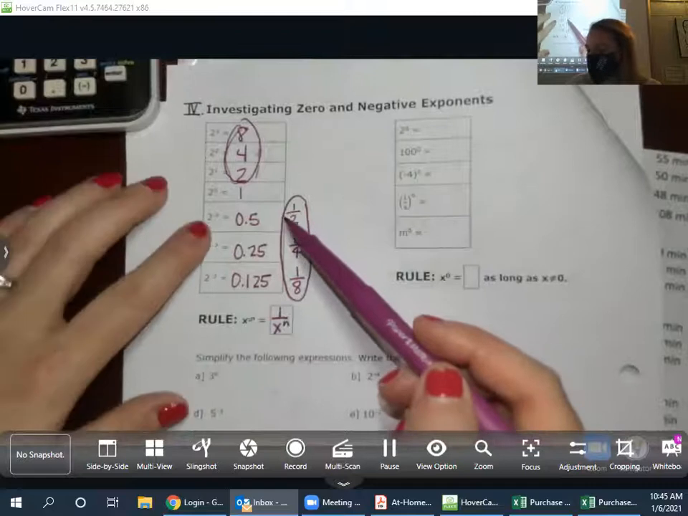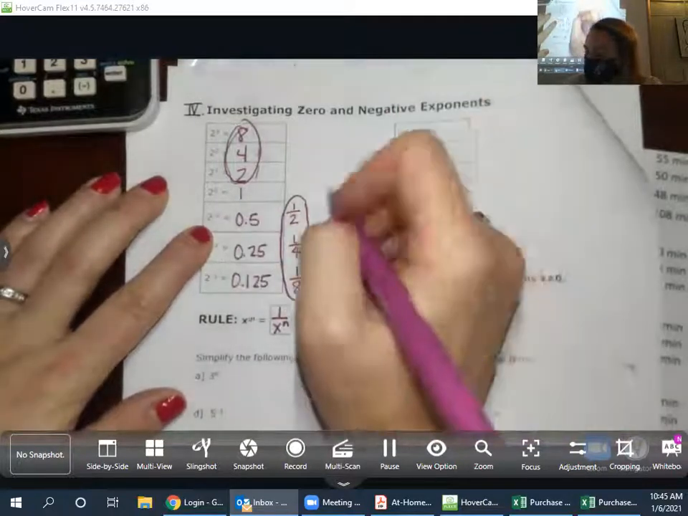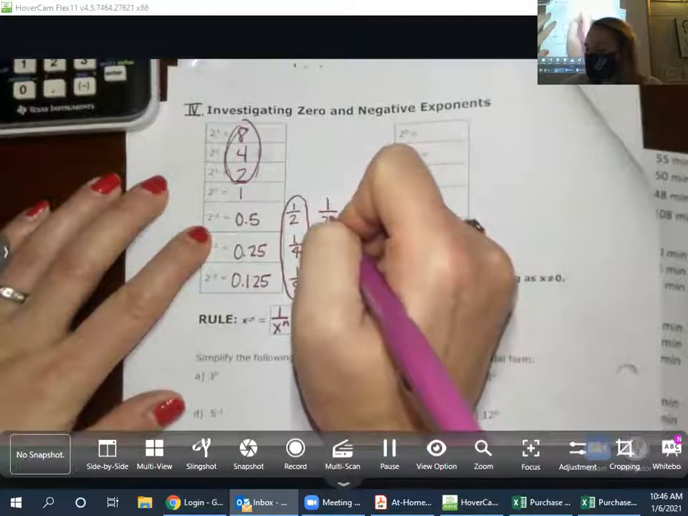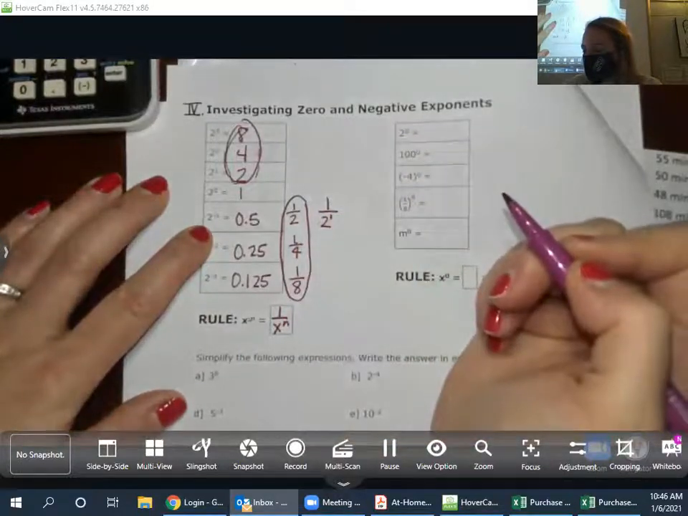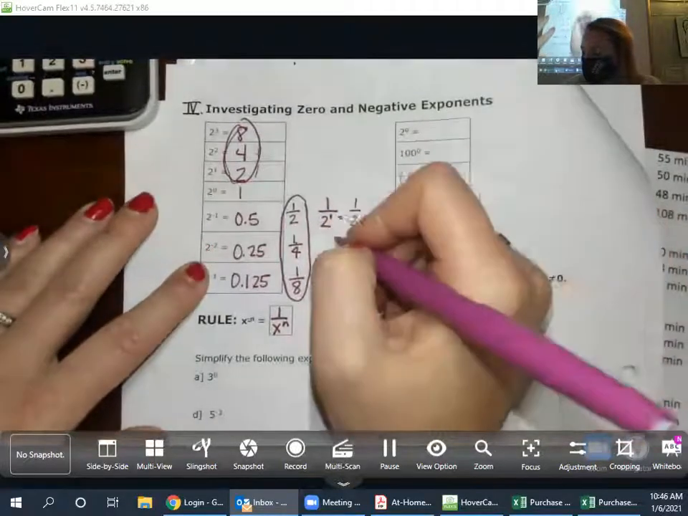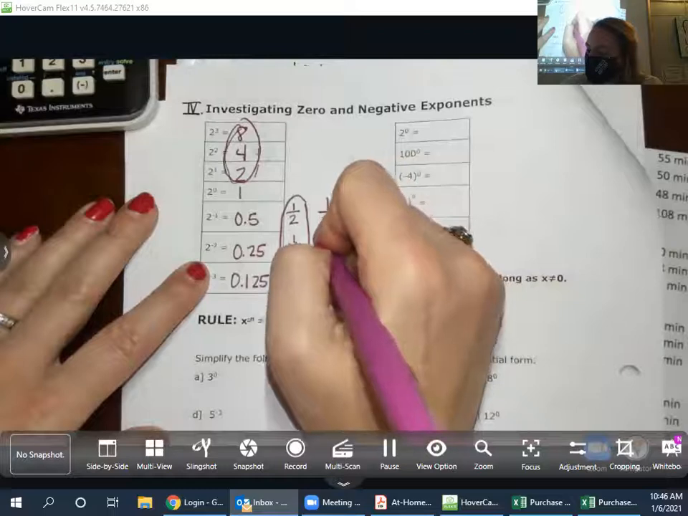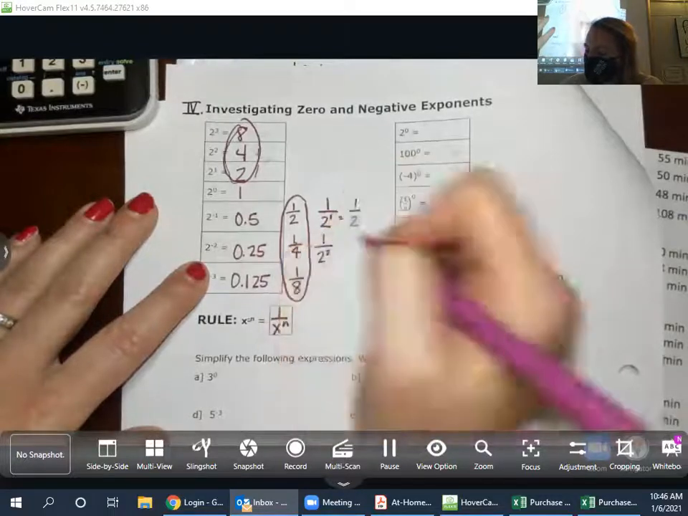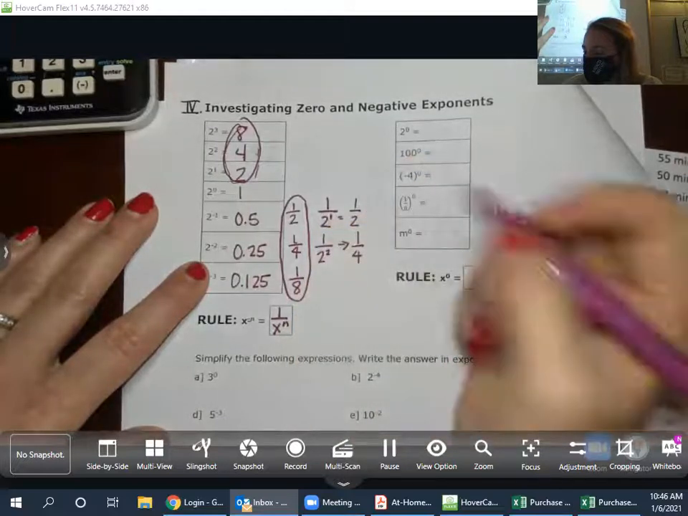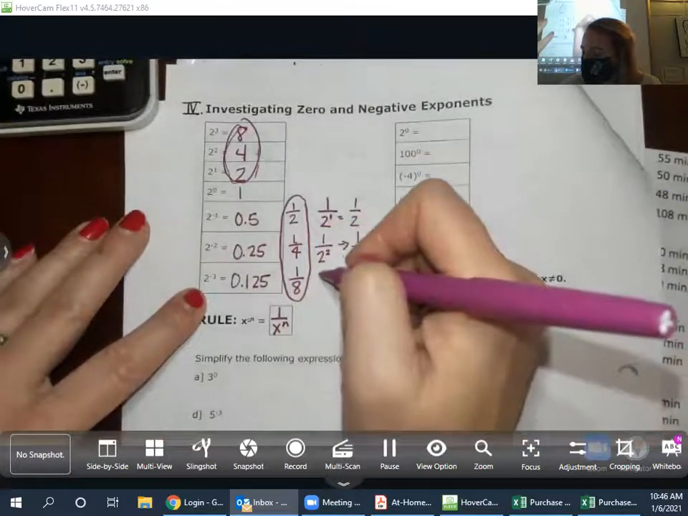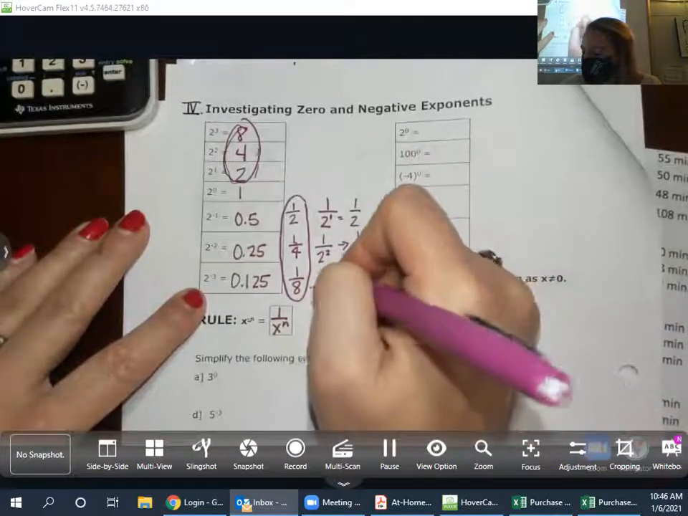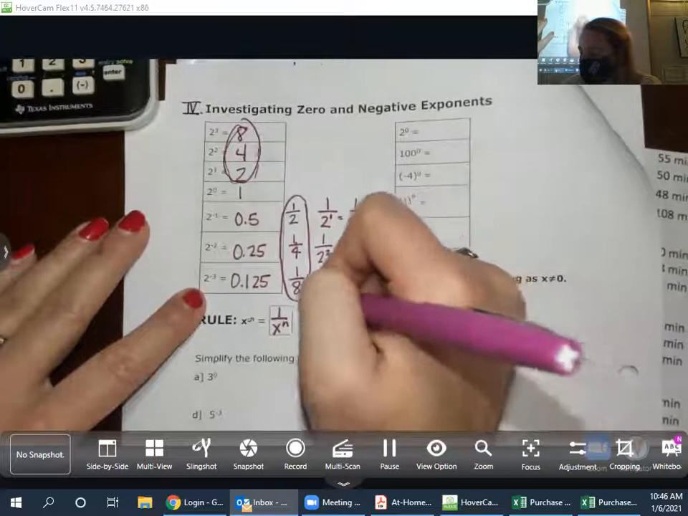So like 2 to the negative 1 would be the same as 1 over 2 to the 1, positive 1, which we know is just 2. 2 to the negative 2 is the same as 1 over 2 to the positive 2, which is 1 over 4. See? 2 to the negative 3 is the same as 1 over 2 to the 3rd, which is the same as 1 over 8, because 2 to the 3rd is 8.